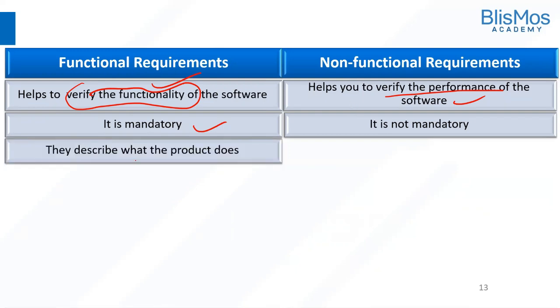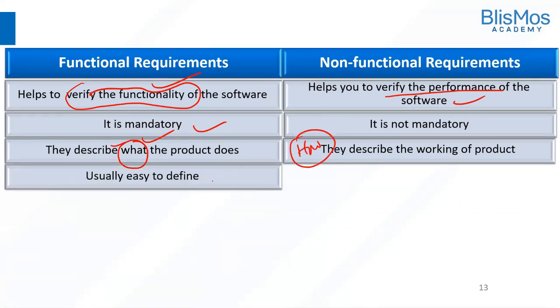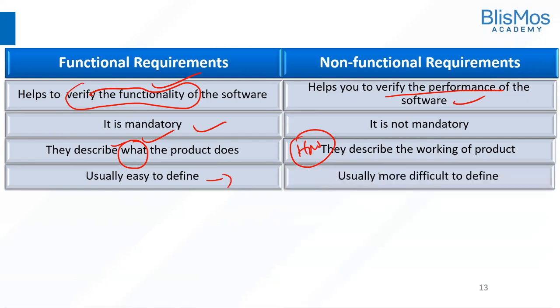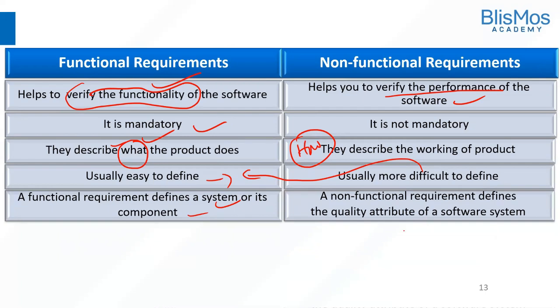Functional requirements describe what the product is doing. On the other hand, non-functional requirements say how the product should perform. Functional requirements are very much based on the user expectation. They're easy to define. On the other hand, non-functional requirements like performance, load, security, they're difficult to define as compared to the functional requirements. The functional requirement defines the system or component. Non-functional requirement defines the quality attribute of a software system.